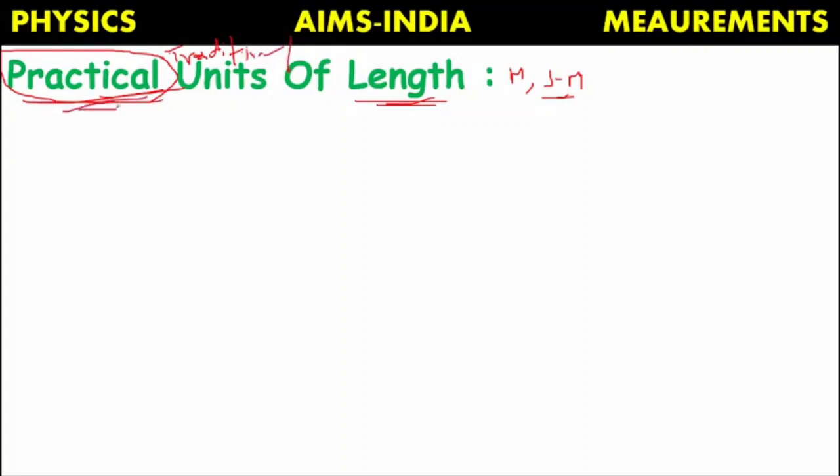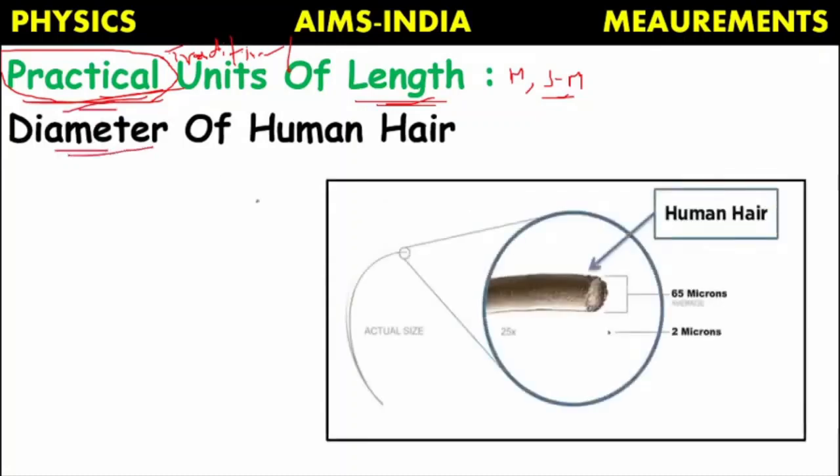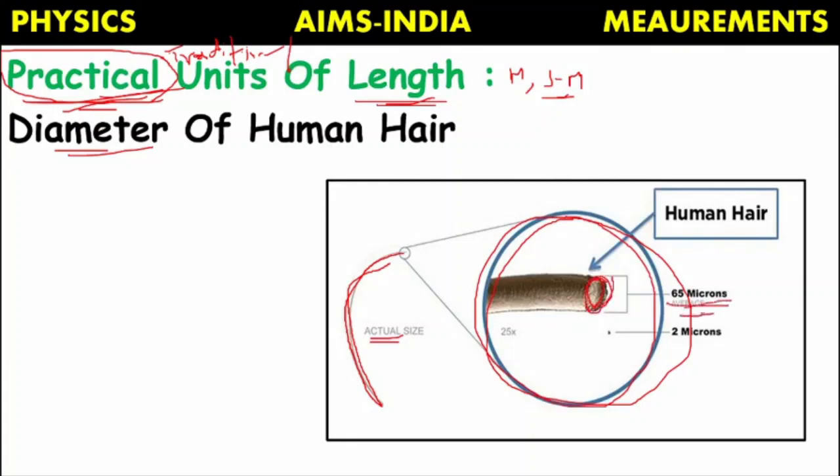Let's learn about them. First, the diameter of human hair. If I want to measure the diameter of human hair, this is the actual size of human hair, very thin, and this is the microscopic view. This part, the diameter, we want to measure. The diameter of human hair is normally measured in microns.